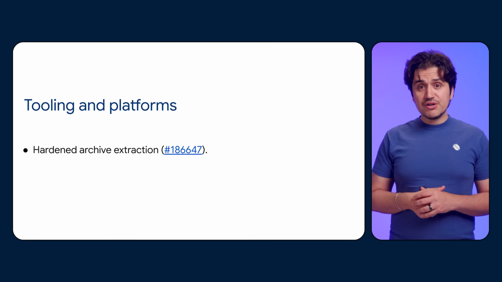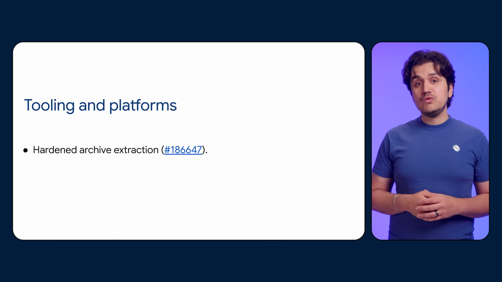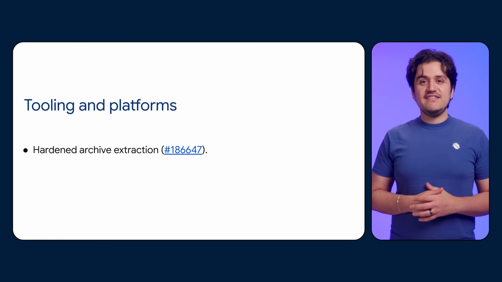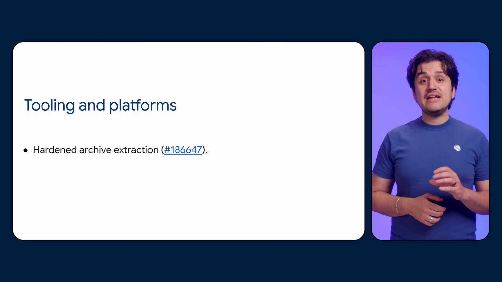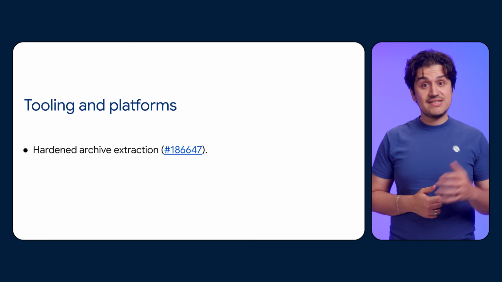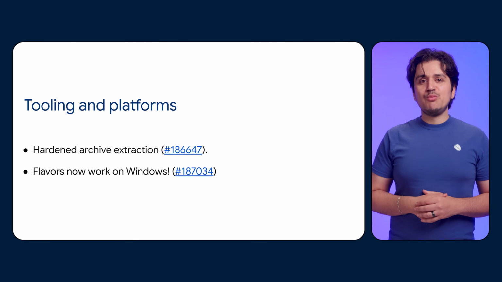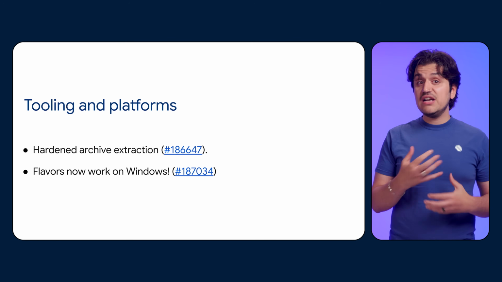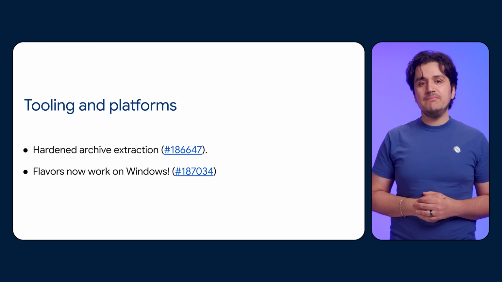Let's talk about improvements that landed in our tooling. On the security front, we've patched a zip slip vulnerability in the Flutter tool's archive extractor. The tool now explicitly rejects zip or tar files that try to escape their target directories using relative paths like "..". Safety first. We have also now added support for flavors on Windows, making it easy to isolate and configure environment-specific resources without manually modifying code files between builds.